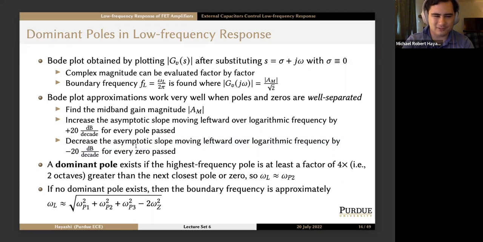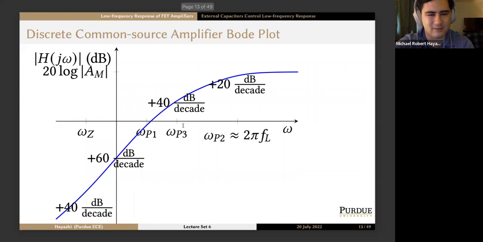A dominant pole is considered to exist if the highest frequency pole is at least a factor of 4 times, that is to say 2 octaves in engineering or musician speak, greater than the next closest pole or zero. Then we just say omega L is approximately equal to omega P2, where omega P2 is our dominant pole because it's at least 4 times greater than omega P3.